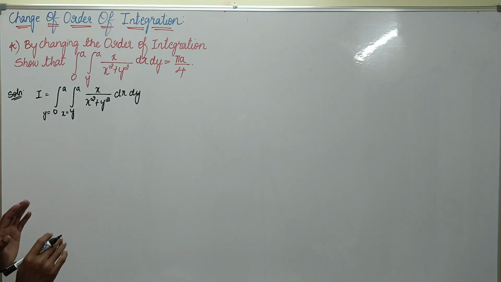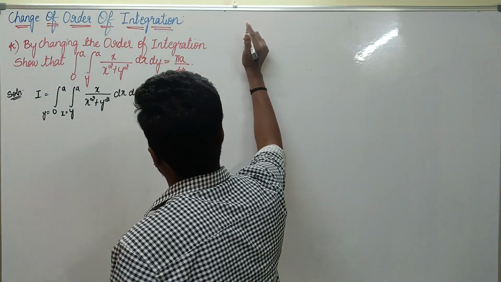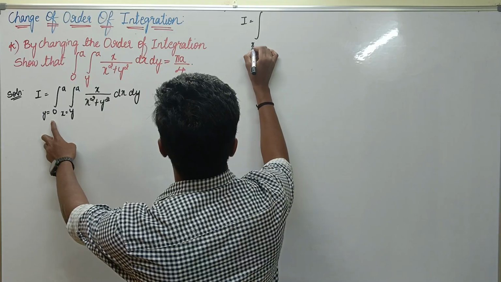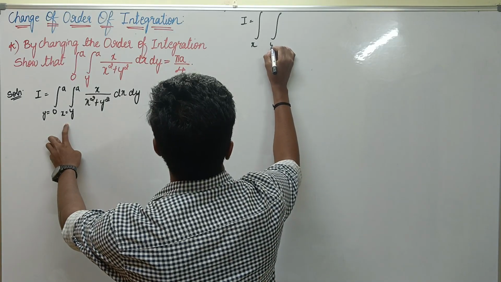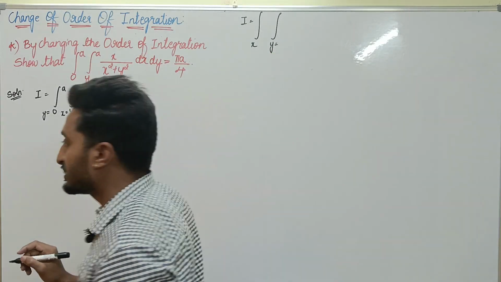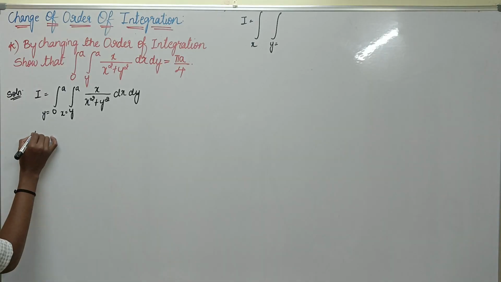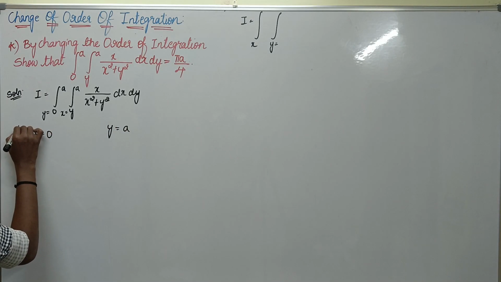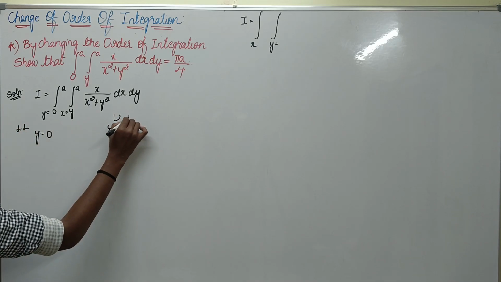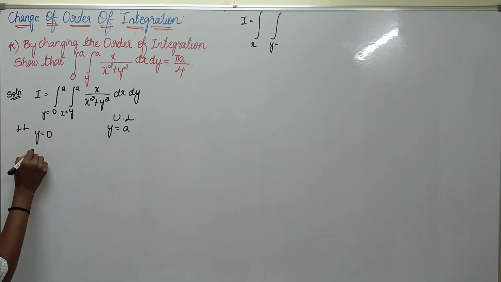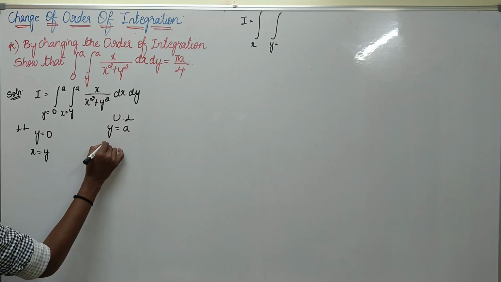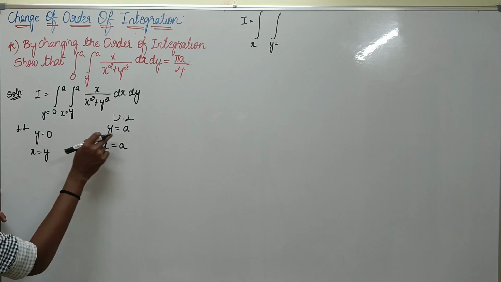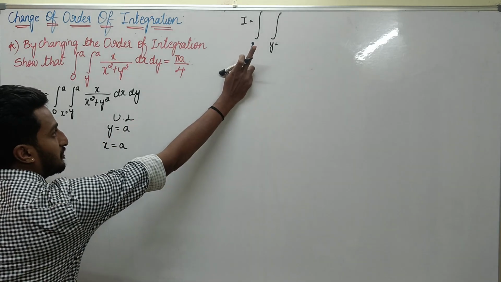Done. Now I need to change the integral. This integral will be changed with the limit point of x, and this integral will be changed with the limit point of y. How? First let us see. Check the limit points. Y is equal to 0 and y equal to a. This is our lower limit and this is our upper limit. In this integral we have x equal to y and x equal to a. Done. If I substitute y limit points, I get the limit point of x.